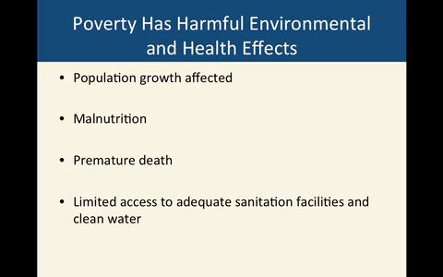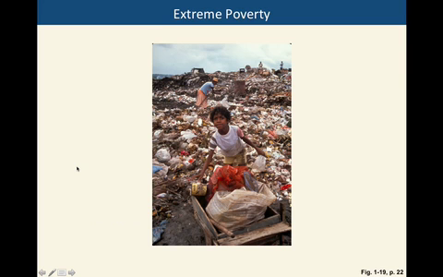Poverty. We have high population growth in low and high poverty countries. We have malnutrition and usually premature death, and also limited access to adequate sanitation and facilities of clean water. So these are the types of harmful environmental and health effects of poverty.